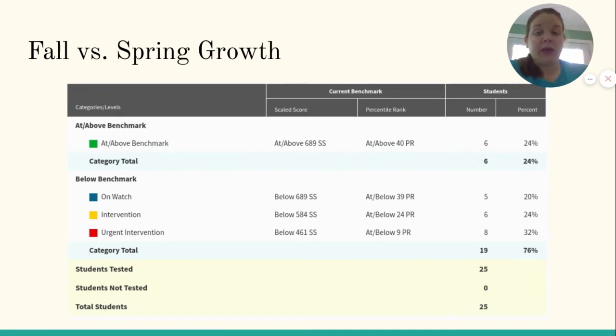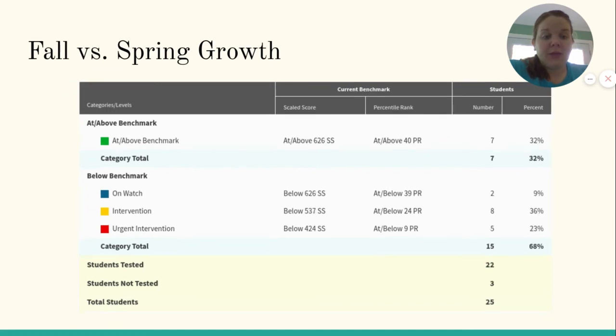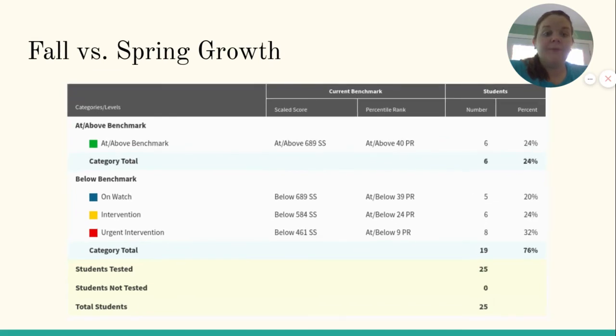Now, if we look at the other 3 groupings, on watch, intervention and urgent intervention, we see that the numbers are pretty comparable. Students have moved in, they could have bumped down, they could have bumped up, all things can contribute to this particular score. But you can also see that we have 5 students on watch compared to the 2 students at the beginning of the year. So we might have had some students move from intervention or urgent intervention into the on watch category, which is growth nonetheless.